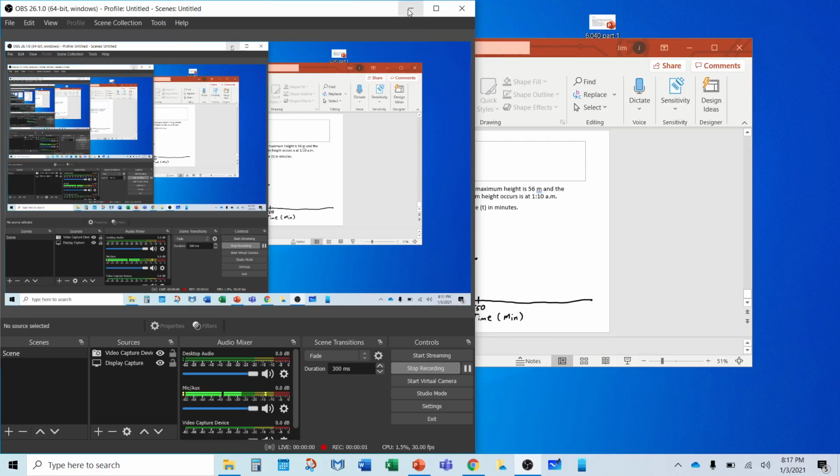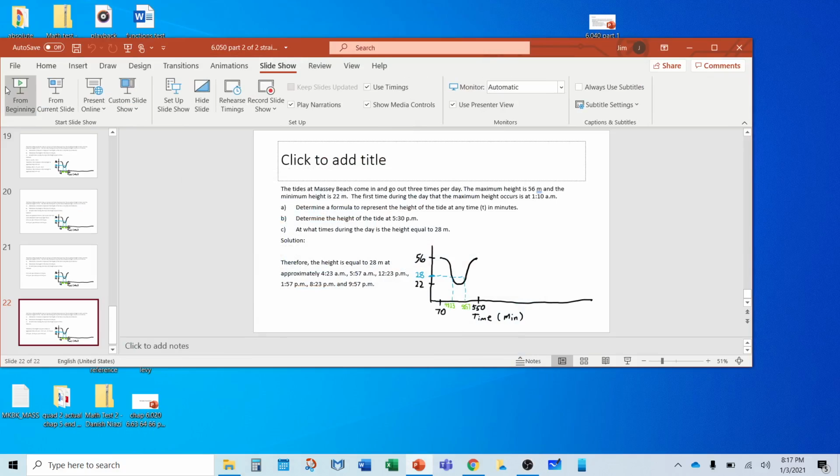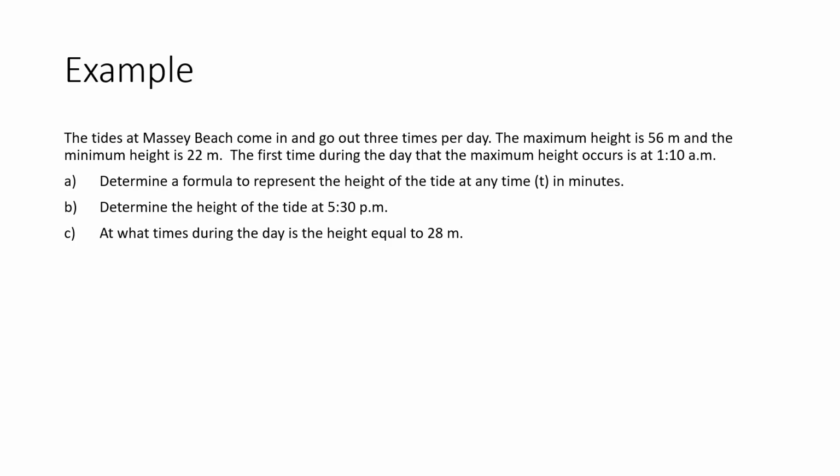In this question, we're going to do a periodic function word problem question involving tides. Imagine that the tides at Massey Beach come in and go out 3 times per day. Right away, when we say they go in and out 3 times per day, what we're saying is that the period is equal to 24 hours, which is 1 day, divided by 3. So we can tell right away the period's going to be 8 hours.